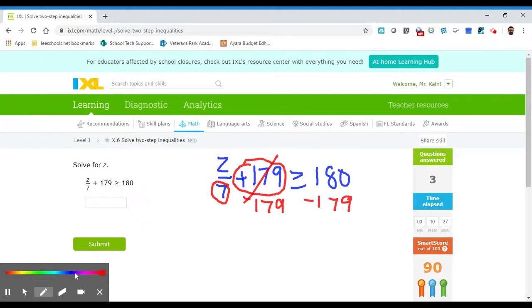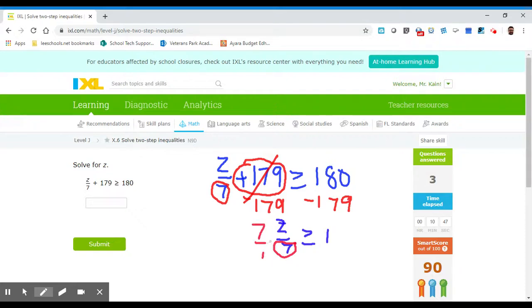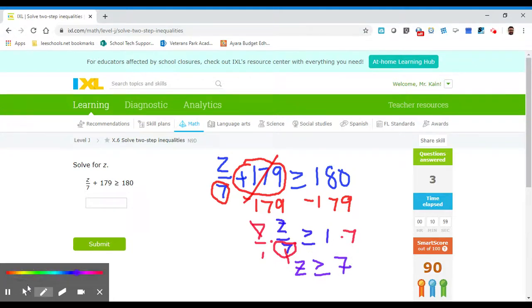And then we're going to do z over 7 is greater than or equal to 1. Now remember, you only change the sign when you're multiplying or dividing by a negative. And we haven't done that, so we don't need to change the sign. So this is dividing by 7, so we're going to multiply by 7, which cancels it out, leaving your answer, which is z is greater than or equal to 1 times 7, which is 7. Let's go ahead and type it in there, and then we can hit submit and we're good.